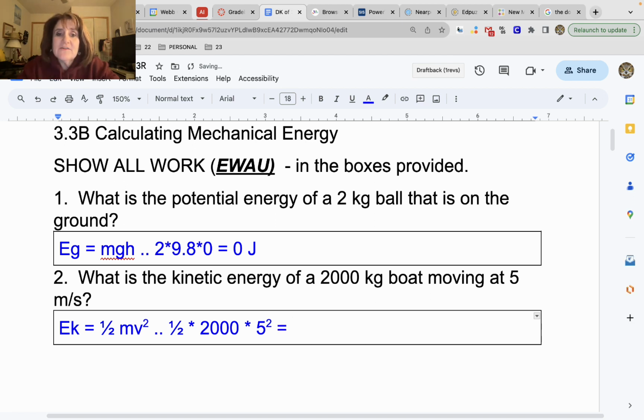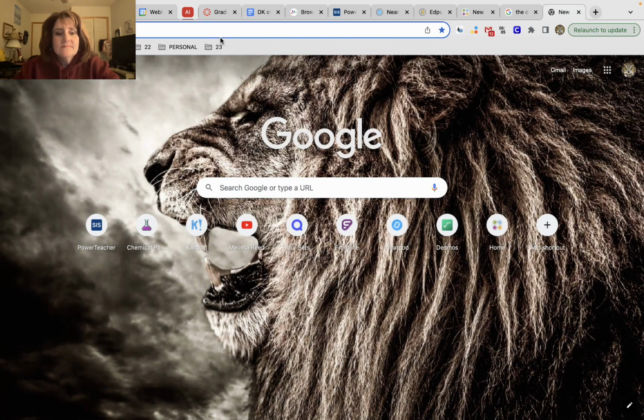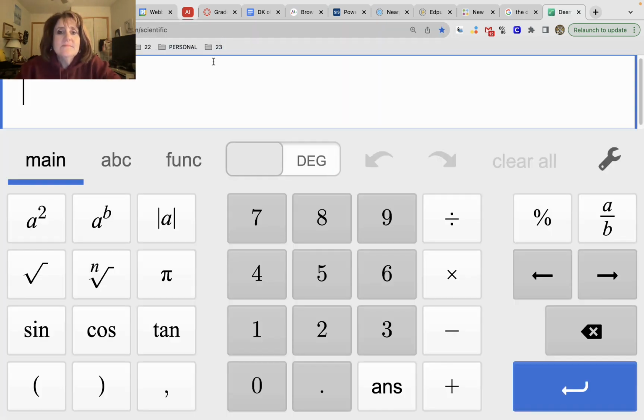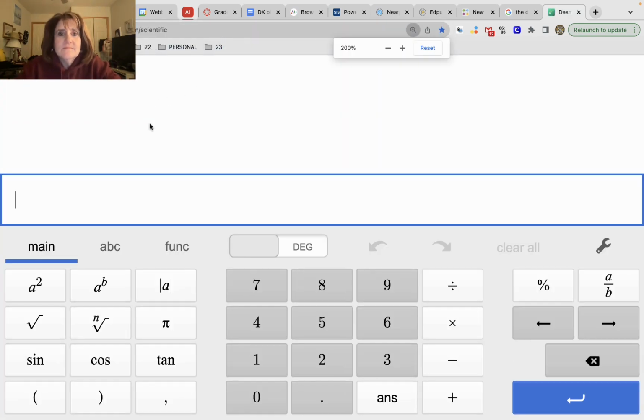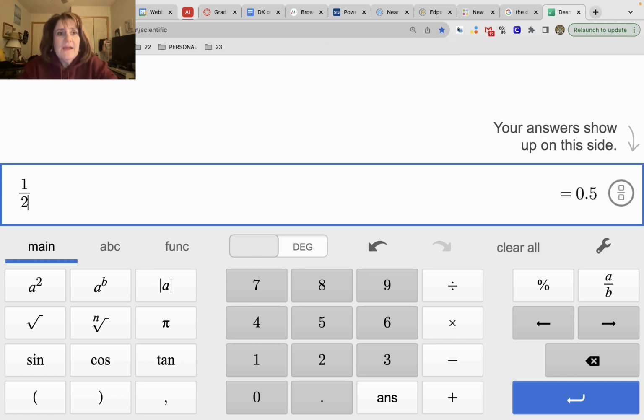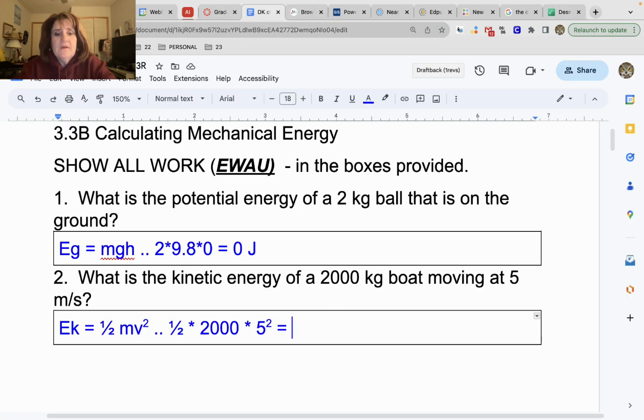Using a calculator, 1/2 times 2,000 times 5 squared is 25,000 joules. 25,000 joules.